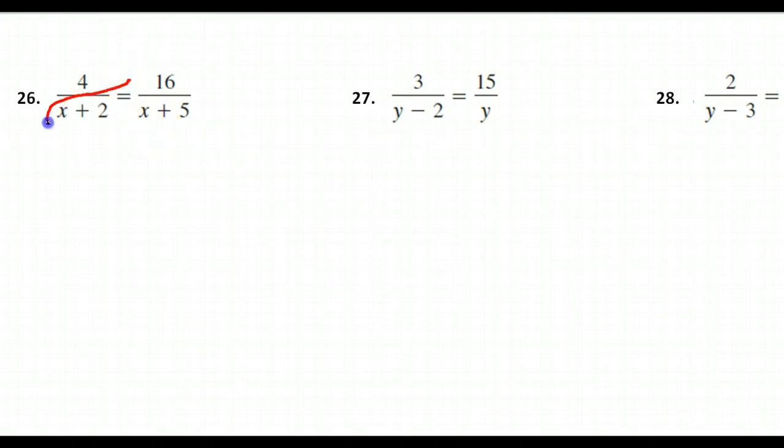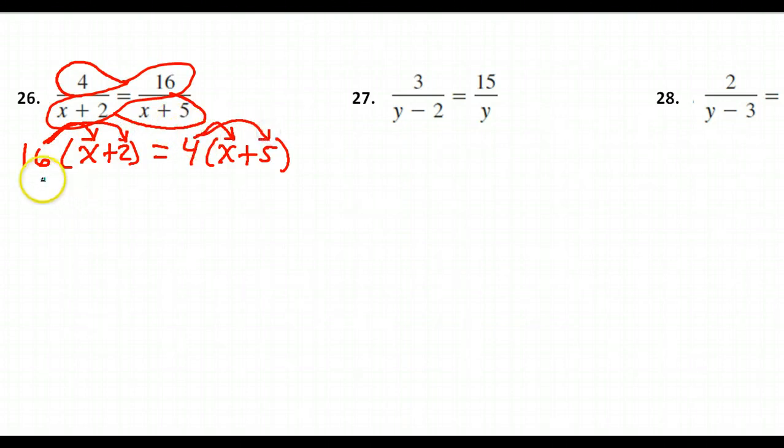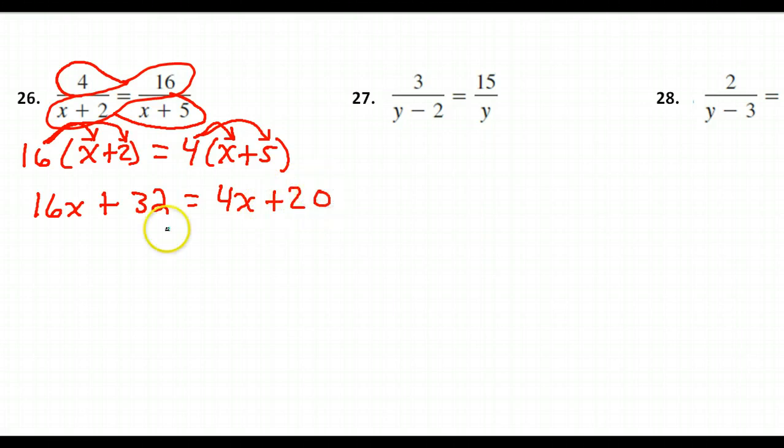If I do this diagonal, I'm doing 16 times x plus 2. If I do this diagonal, then I have 4 times x plus 5. Distributive property, 2 times, and I've got 16x plus 32 is equal to 4x plus 20.